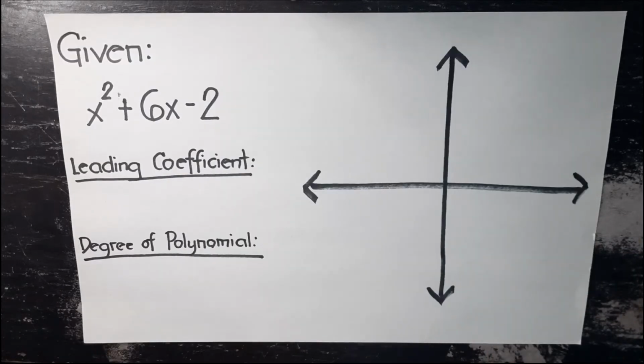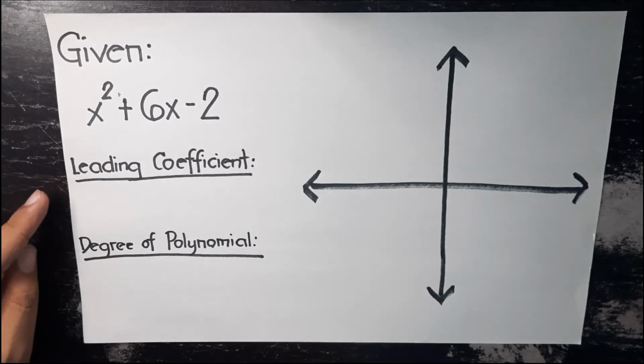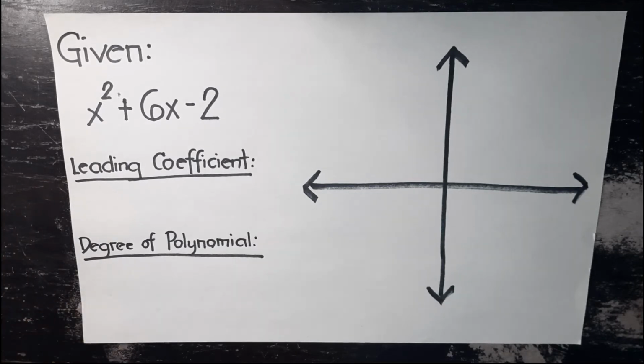Based on this first example, our given polynomial is x squared plus 6x minus 2. Our goal here is to determine which direction the two hands of this polynomial are going, based on the given polynomial. In order for us to determine this direction, as I said earlier, there are four conditions, and we can determine that by determining the leading coefficient and the degree of the polynomial.